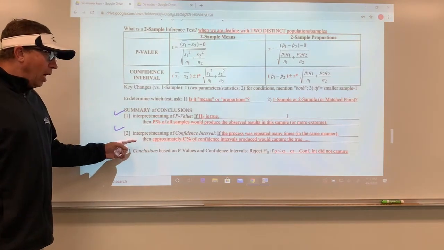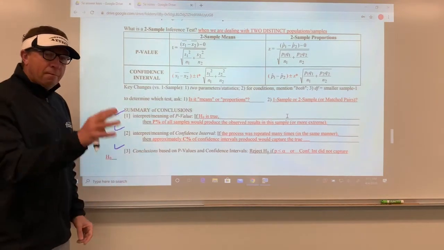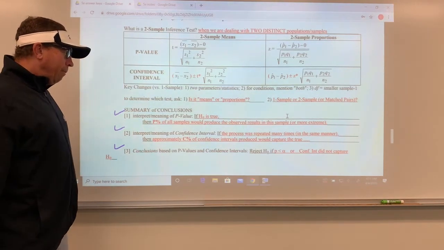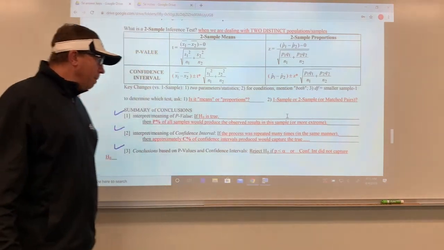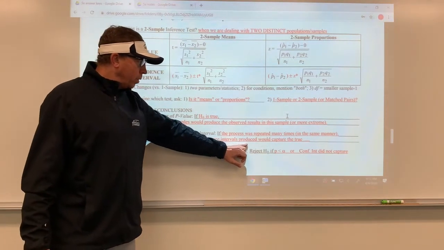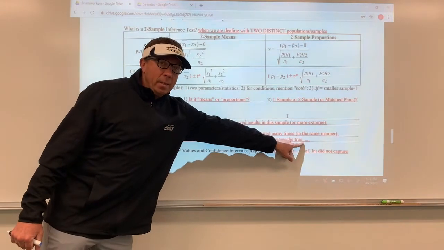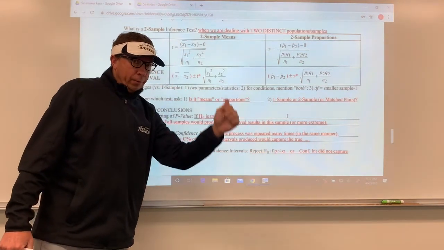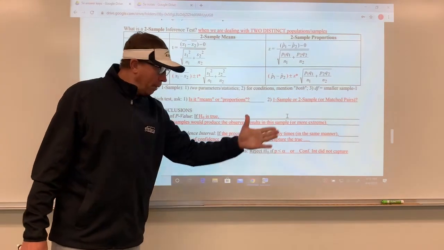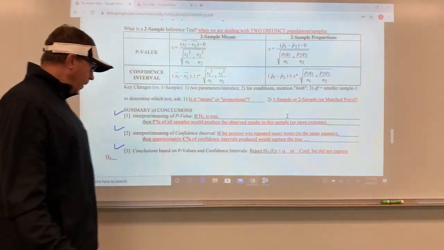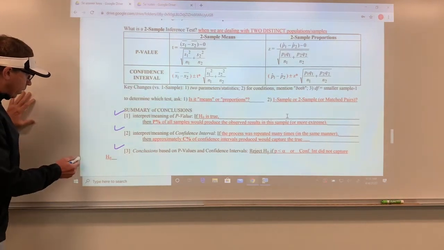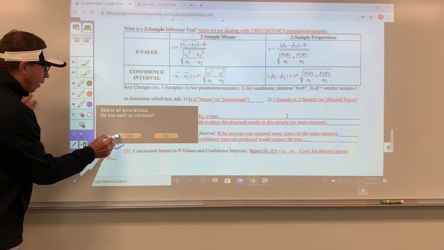The meaning of the confidence interval itself, just the meaning of the interval, okay? If the process is repeated many times in the same manner, then approximately 95% of the intervals would capture the true mean, the true proportion, the true difference of the two means, the true difference of the two proportions. You can say whichever one of those four it is, okay? And then your conclusion. I'm going to slide this up so you can see the conclusion a little bit better, okay?